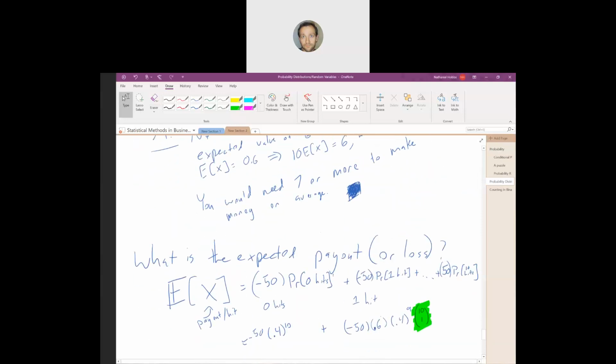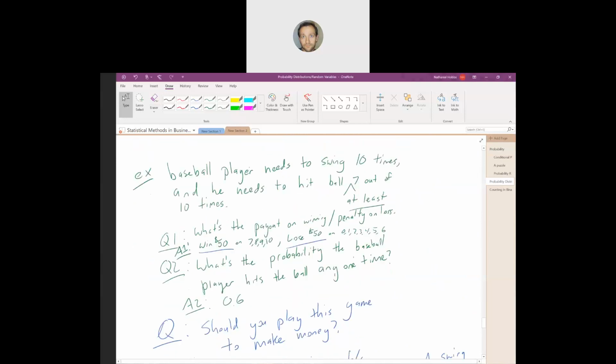Then let's go back up here to this game. A baseball player needs to swing 10 times, and he needs to hit a ball at least 7 out of those 10 times. We already know that this game is not worth playing because we expect him on average to hit 6 out of 10 balls. So trying to bet that he'll hit 7 is not going to happen given the payouts that we have. Things might change if you can win $100, then hey, maybe you can make money. You'll lose more often, but when you win, you win more than you lose. So maybe that can work out in your favor.